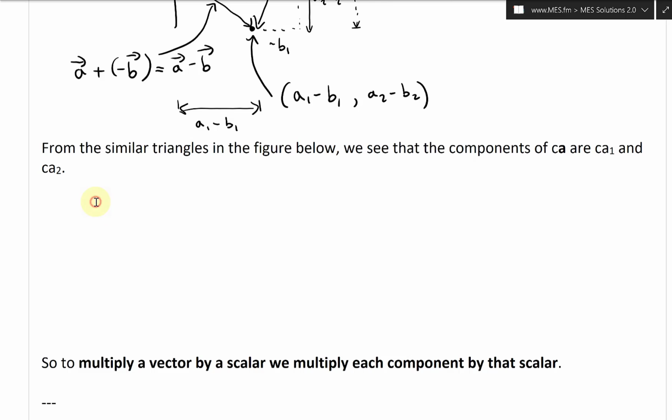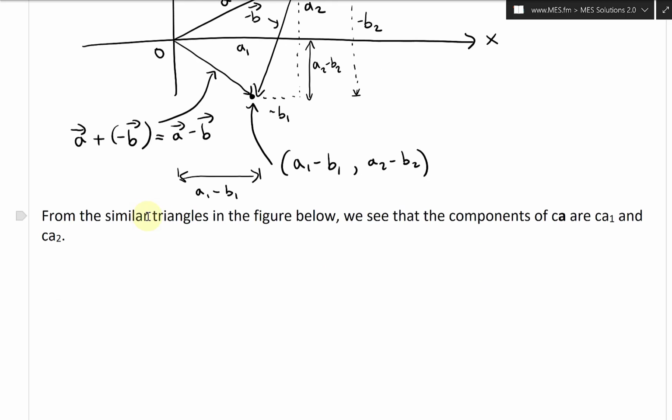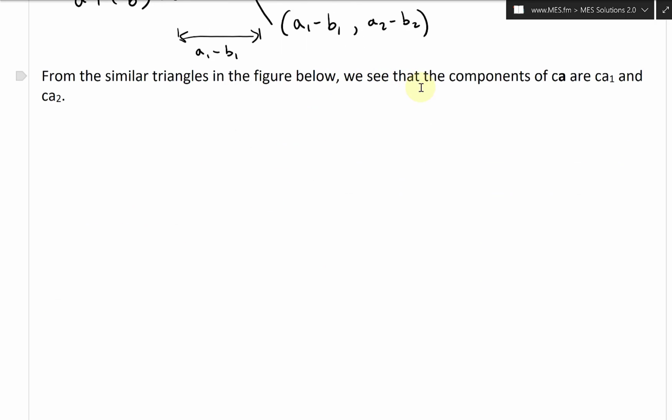All right, and now if we look at scalars, from the similar triangles in the figure below, we see that the components of C, which is the scalar times the vector A, are just CA1 and CA2. So what we'll see is, let's just draw this out right here. If we have this vector, we'll call this A vector. It has components like this: A2 is the vertical, A1 is that.